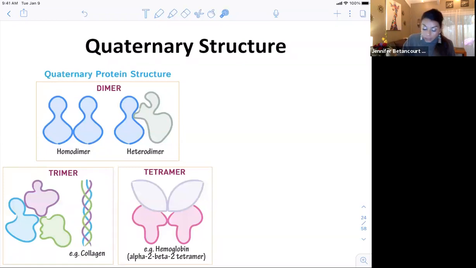Okay, so last but not least, we have quaternary structure. Now, this is really important to remember: not all proteins fold in quaternary structure. Some do, some don't. Higher level organisms, more of their proteins do use quaternary structure. So what is quaternary structure?